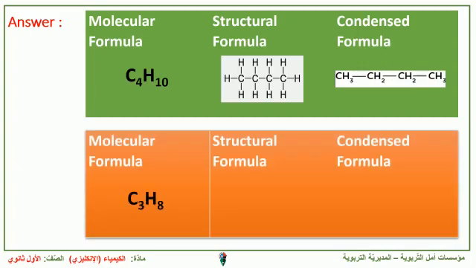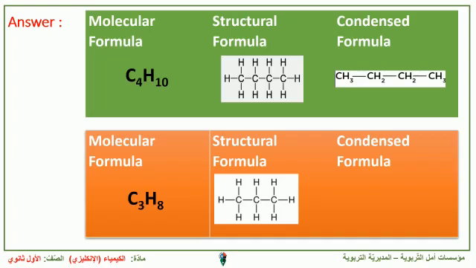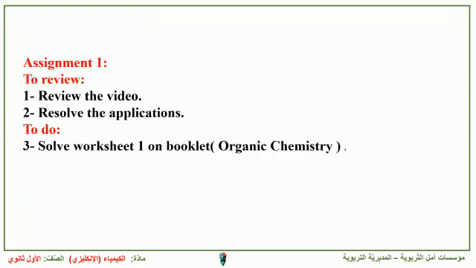For C3H8, this is the structural formula. We have 3 carbon atoms bonded by covalent bonds surrounded by hydrogen atoms. And in the condensed formula, we have the bonds between carbon atoms only, and we have CH3, CH2, CH3.